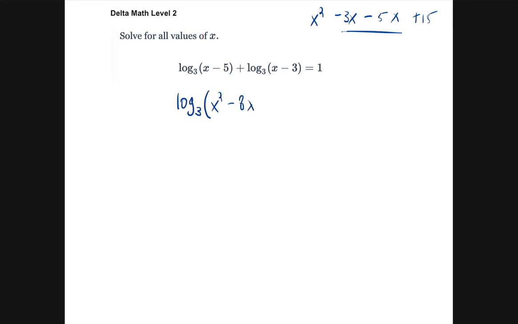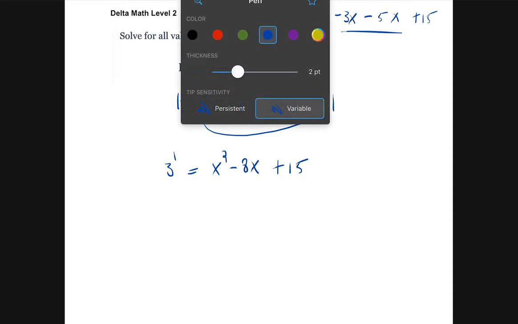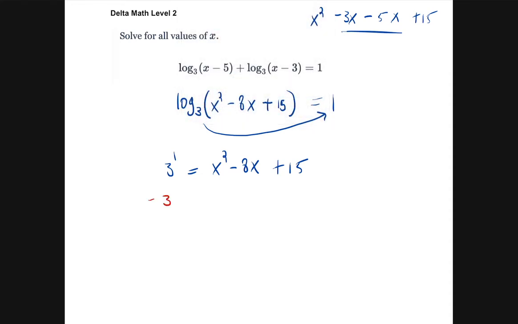X squared minus 8x plus 15 is equal to 1. We take that 3 to the first power is equal to x squared minus 8x plus 15. And this is going to be an algebra 2 solve. So we're going to subtract 3 from both sides. That's going to leave us with 0 equals x squared minus 8x plus 12.